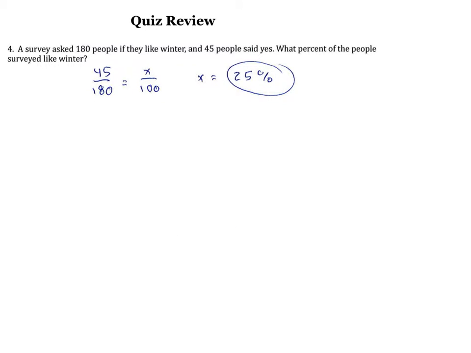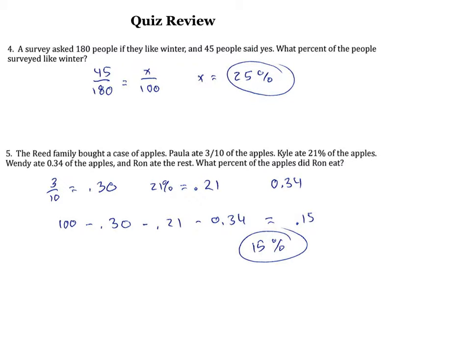Number 4. A survey asked 180 people if they like winter. 45 said yes. What percent liked winter? I'm going to set this one up as a proportion. We have 45 people said yes. There was a total of 180 people. So we're comparing 45 to 180. We want to find what percentage. Remember, what percentage? We always compare to 100, so x over 100. And when we do our cross multiplication and we solve for x, we have x equals 25%.